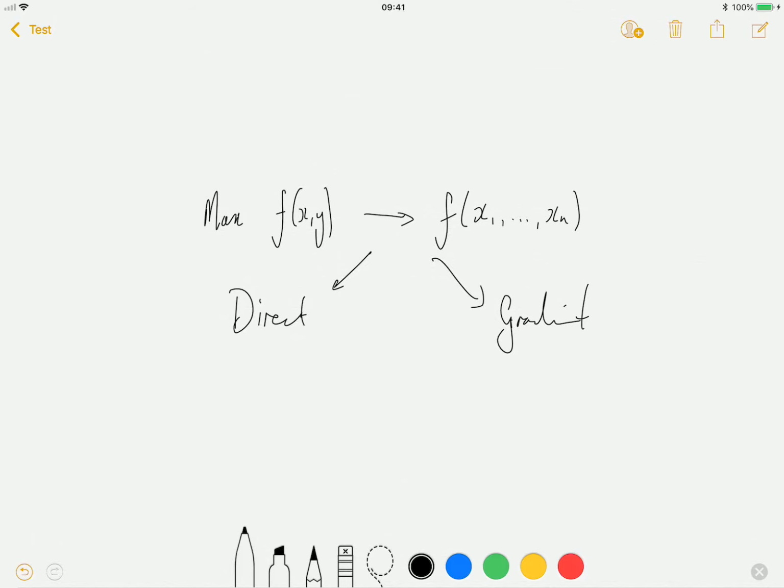Okay, so the direct method is beneficial because it doesn't require the calculation of gradients or derivatives. And an example would be the random search method and the univariate pattern search method. We'll cover the univariate pattern search method at the end of this section. And the gradient method obviously requires the derivative, and examples of this are the steepest ascent or descent method.